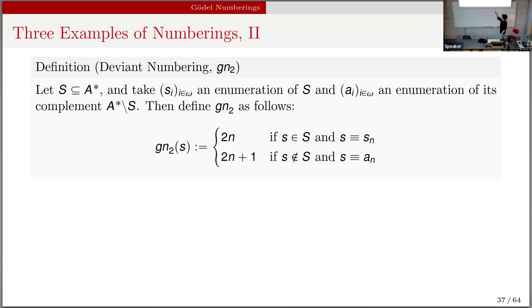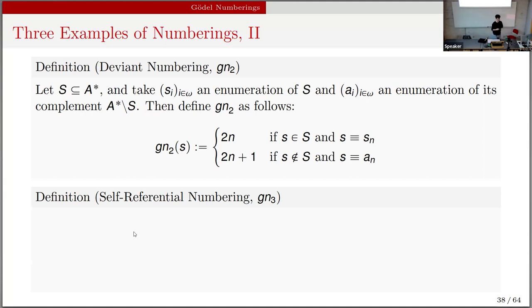And by know, I just check the number of an expression. If the number is even, then my expression is in the set. And if it's odd, then my expression is not in the set. So this is a deviant numbering, and the intuition behind it is that I encode an information here, an element of the shape of the subset S, into the coding.